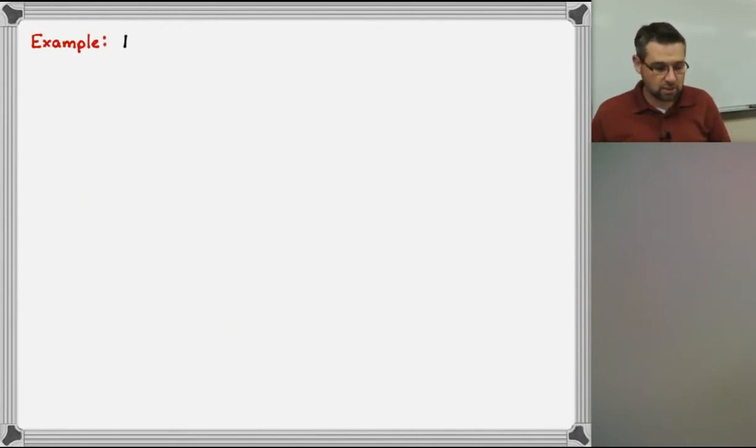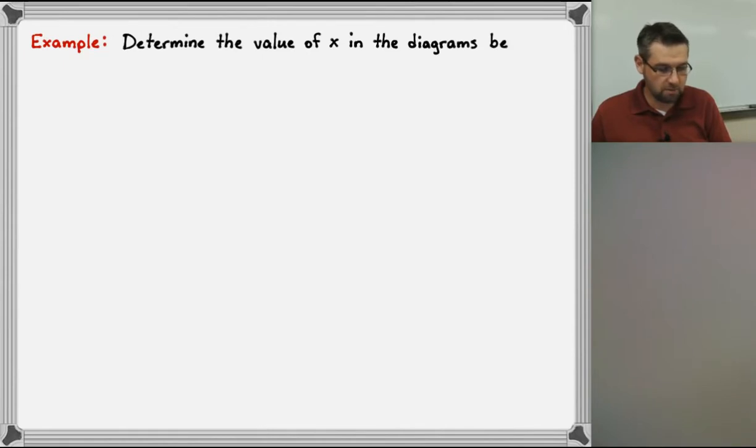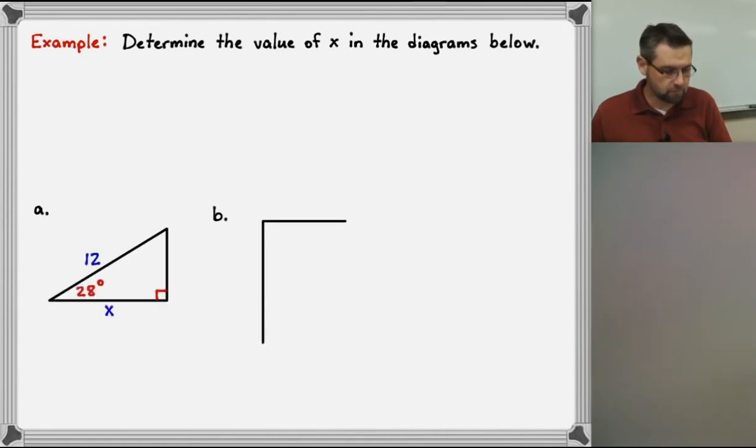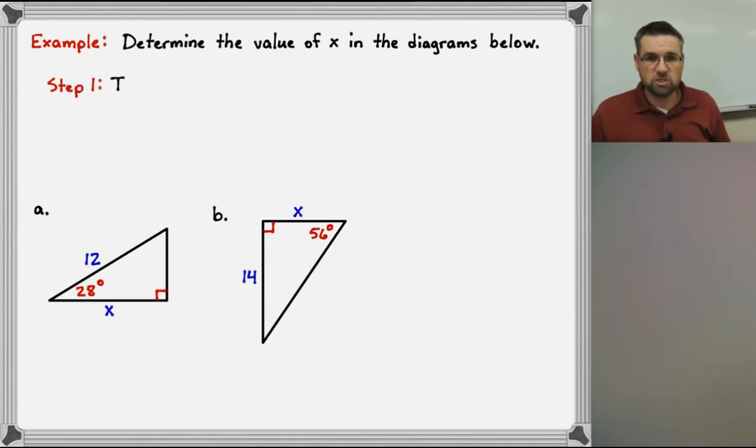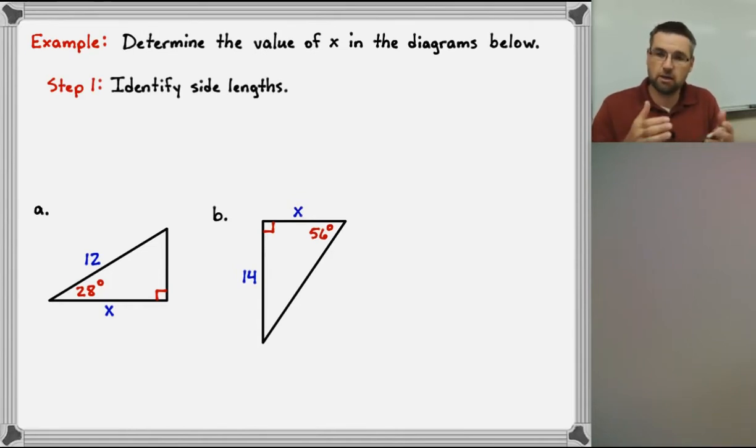All right, with that said, let's go ahead and solve a problem. Let's actually solve a problem here, and I'm going to give you a bunch of steps here to be able to solve these. So I've got two examples here, A and B. The first thing I want to do when solving these is to identify the side lengths. What do I mean by that? Identify our opposite, our adjacent, and our hypotenuse.